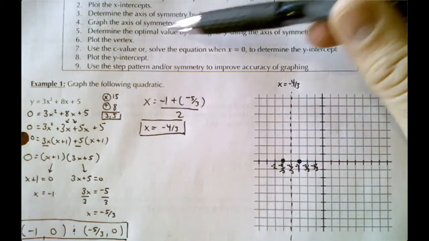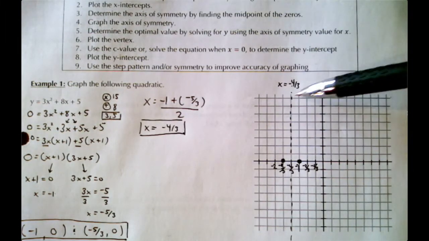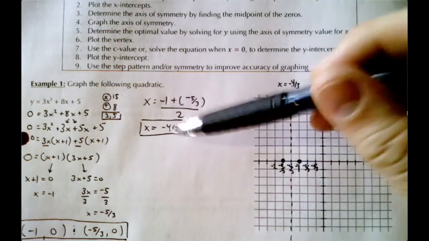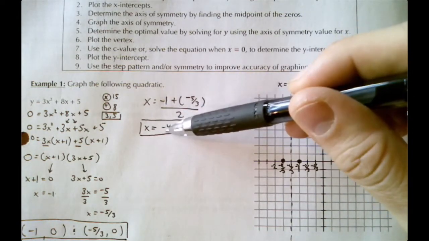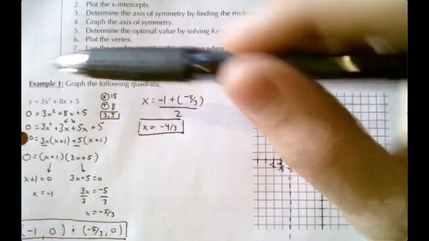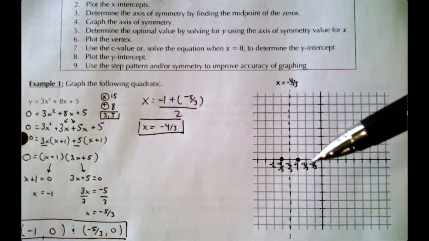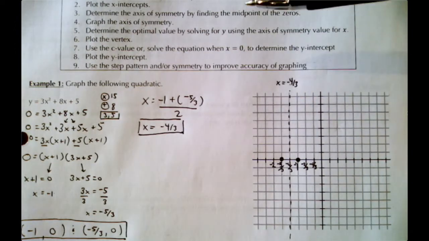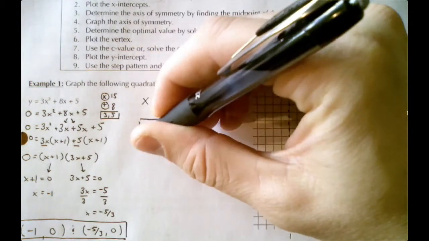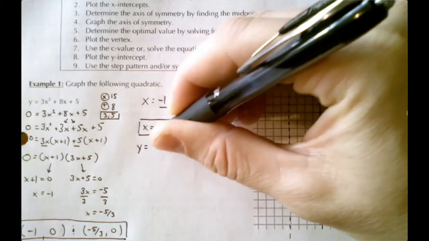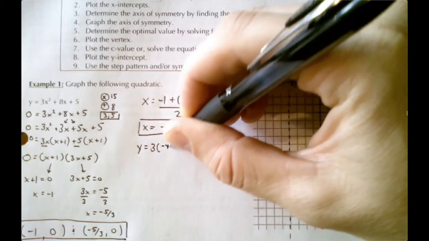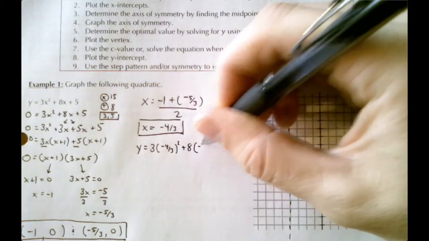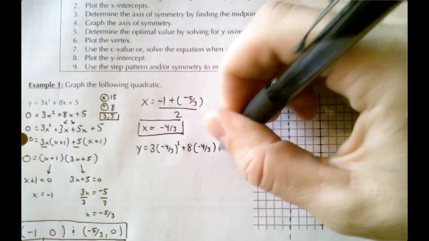Step 5, determine the optimal value. That's where the vertex will lie on the axis of symmetry. And we do that by plugging in our x to either this equation or our factored form equation, really into either equation, it doesn't matter. I'll just use the original equation. So y equals 3 times negative 4 over 3 squared, plus 8 times negative 4 over 3, plus 5.